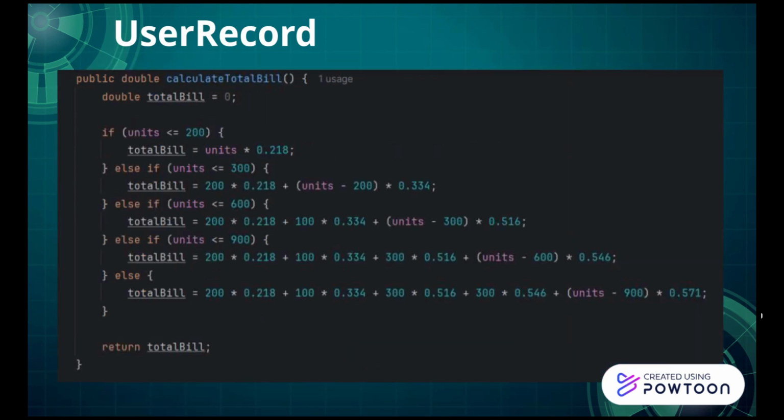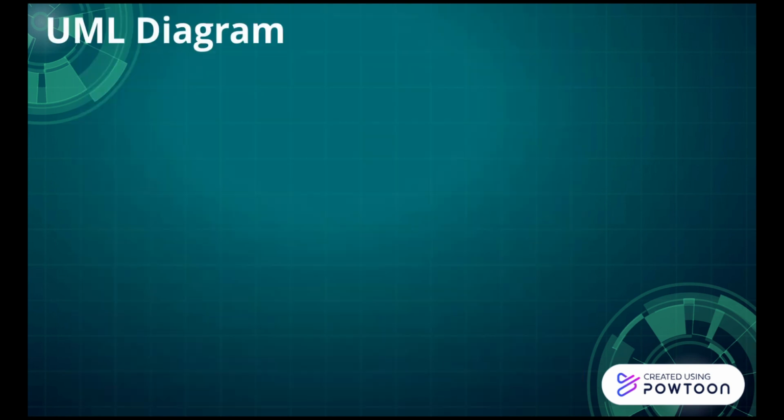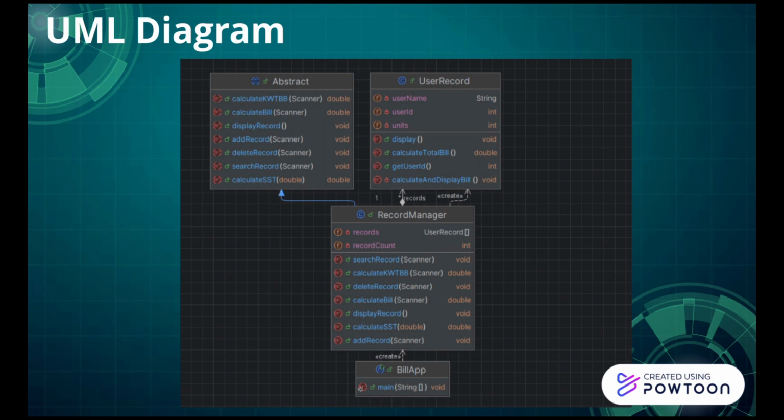With the calculate and display bill method, we determine the user's consumption within each tariff block and calculate the corresponding bill amount. This ensures that the users are aware of how their consumption contributes to the overall electricity bill. Finally, we sum up the bill amounts for each tariff block to compute the total electricity bill for the user. And this is the UML diagram for all the classes.